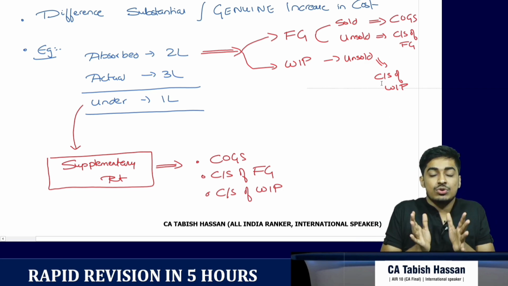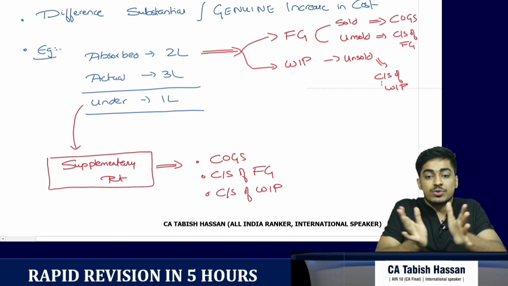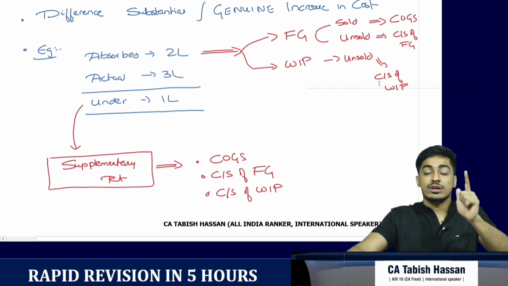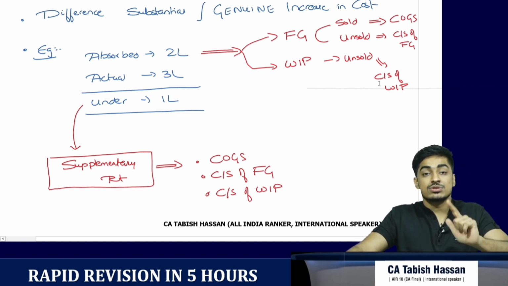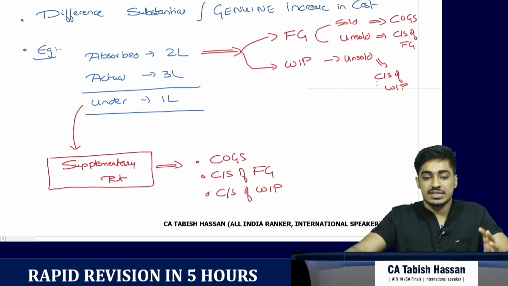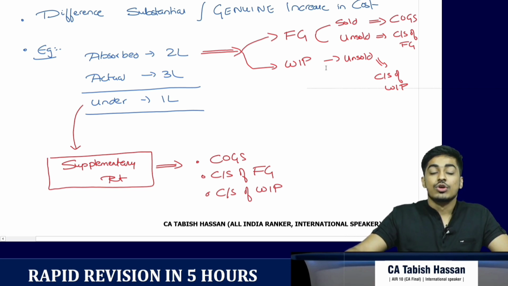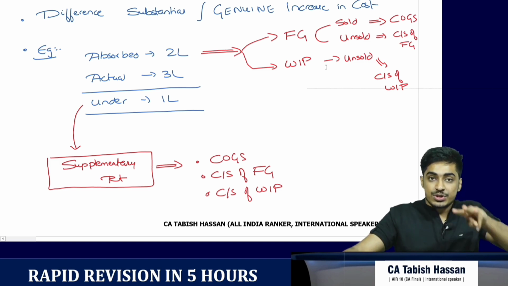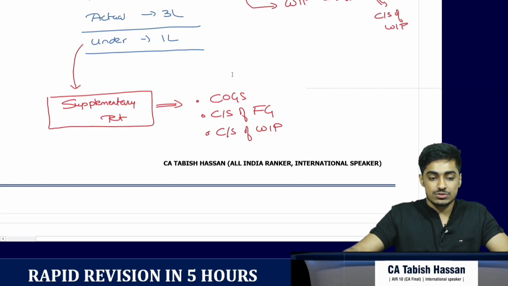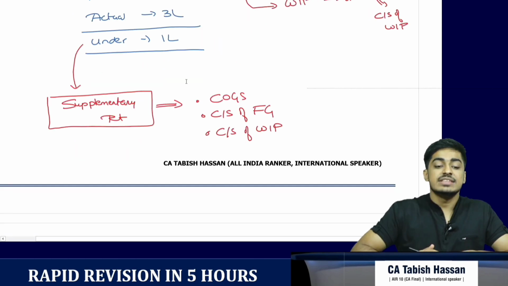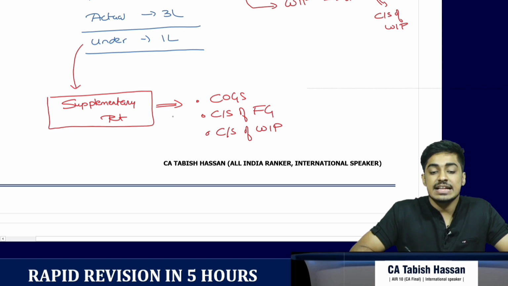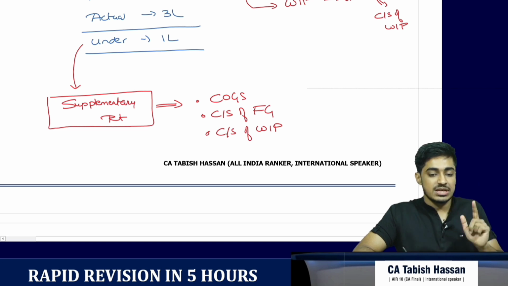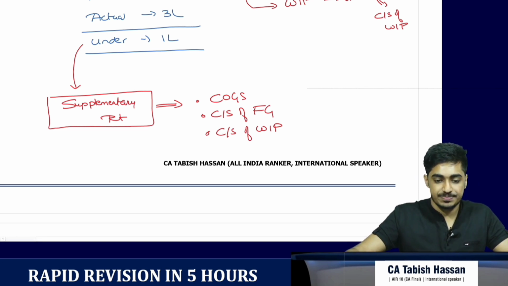So this absorbed overhead of 2 lakh amount, this is spread over 3 different accounts. One is cost of goods sold, that is for sold finished goods, then closing stock of finished goods, that is for unsold finished goods, and then closing stock of work in progress, that is for work in progress which is unsold. So when absorbed overhead is spread across these 3 accounts, this under absorption will also be spread across these 3 accounts only. So when we are charging using supplementary rate, we charge it to these 3 accounts. One is cost of goods sold, next is closing stock of finished goods, next is closing stock of work in progress. Clear?